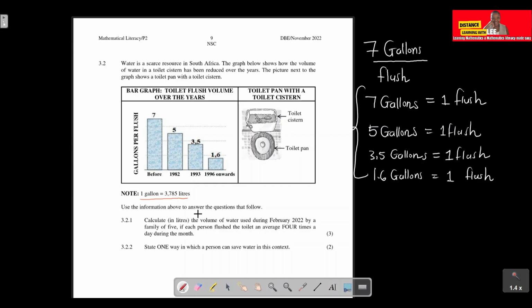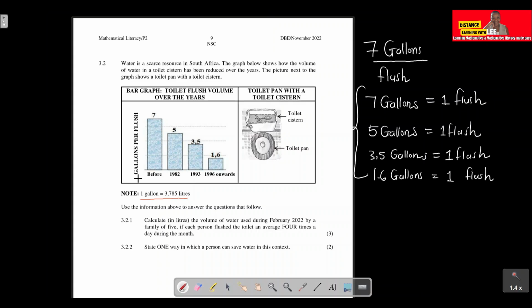It says use the information above to answer the questions that follow. Question 3.2.1 says calculate in liters the volume of water used during February 2022 by a family of 5 if each person flushed the toilet an average 4 times a day during the month. Now someone might say, but we're not given any information about February here. So how am I supposed to know how much each person flushed if you're not given that information?